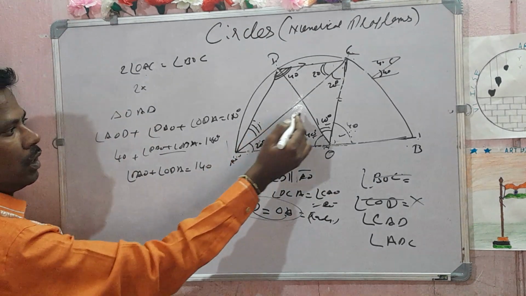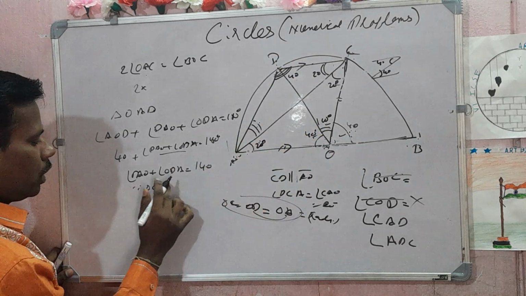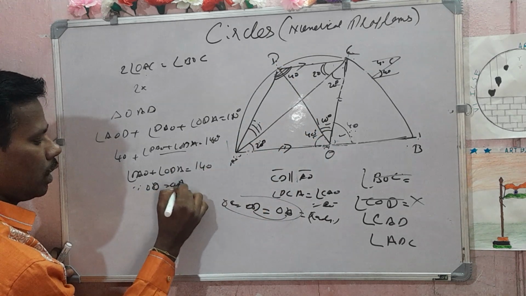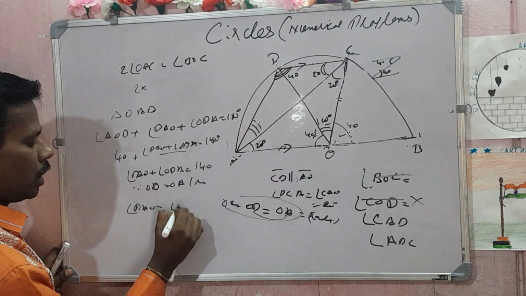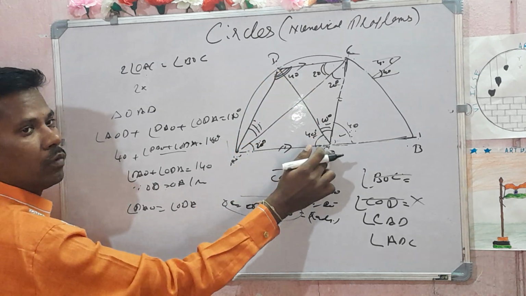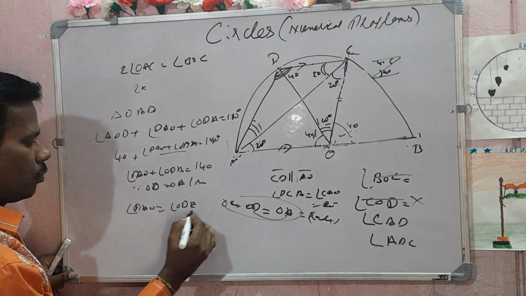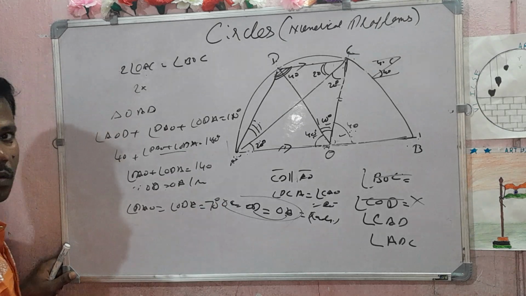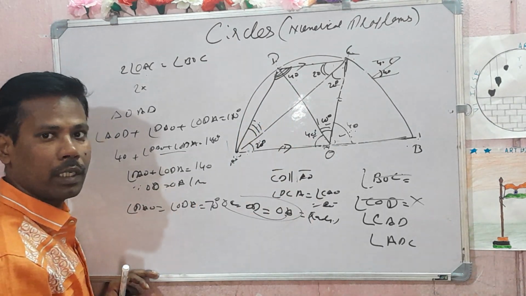So since OD is equal to OA, radii of the circle, therefore angle DAO is equal to angle ODA. DAO, ODA, both angles are the same, right? So both are equal to 70 degrees now. Why 70? 70 plus 70, 140. 140 plus 40 is 180.